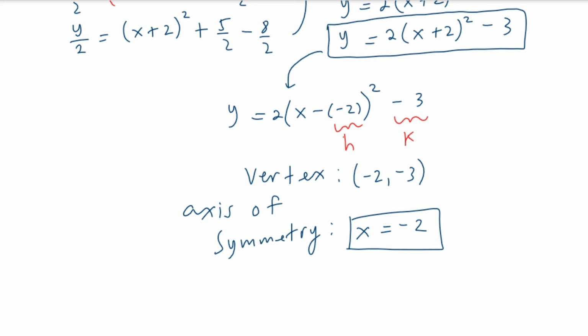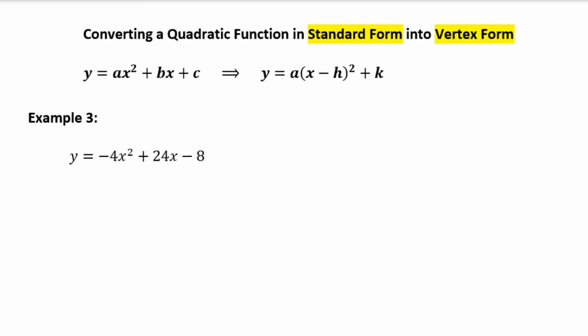Let's have another example. Let's take y equals negative 4x squared plus 24x minus 8. Like the second example, the leading coefficient here is not positive 1. So let us divide both sides of this by negative 4. So if we do that, we come up with an equivalent quadratic function. So we cancel the negative 4 in the leading term. So we have y over negative 4 equals x squared minus 6x plus 2. Now we can complete the square.